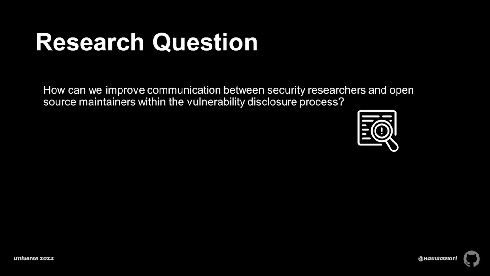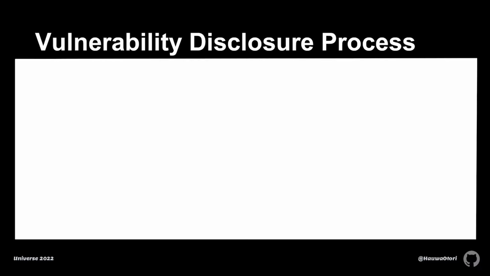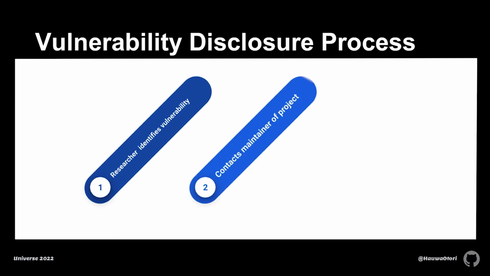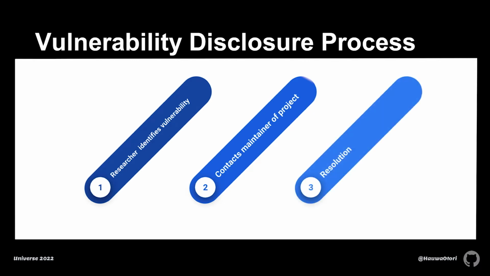We picked a process where both of these groups engage regularly and asked the following question. How can we improve communication between security researchers and open source maintainers within the vulnerability disclosure process? So I explained the process briefly, but to give you a visual overview, here are 3 key steps. Number 1, the researcher identifies a vulnerability and details their finding in a report. 2, the researcher shares the report with the maintainer. And 3, they collaborate and work towards a resolution within a 90-day period, which is typically the industry standard.